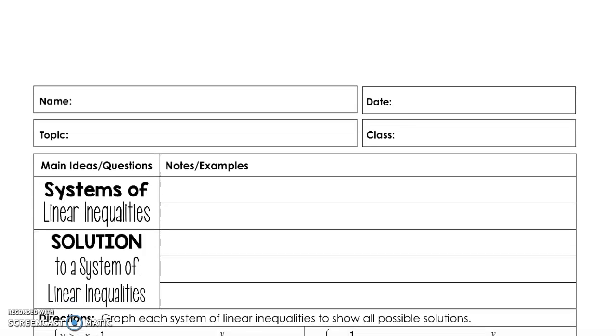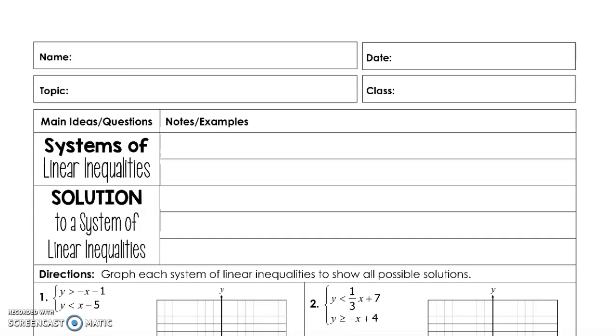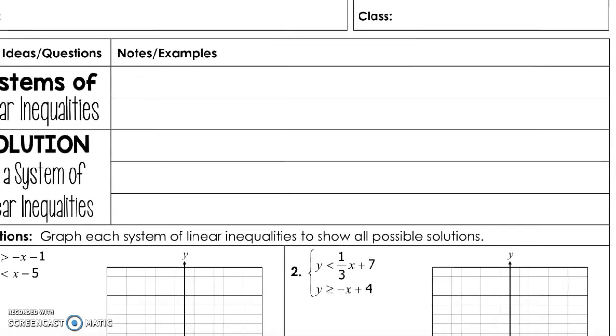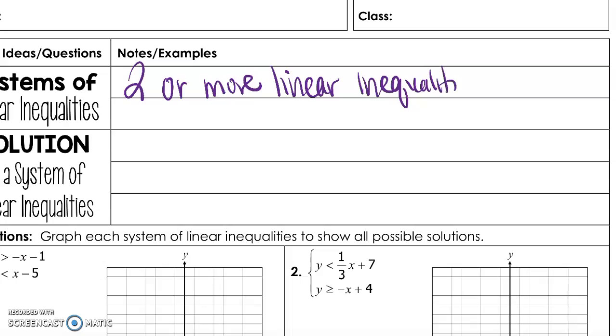On pages 515 and 516 of the notes, we are going to look at solving systems of linear inequalities. In the notes before this, we graphed one linear inequality. We looked to see if the line was dotted or solid, and then which way we needed to shade. Now we're going to have two or more linear inequalities being solved together.